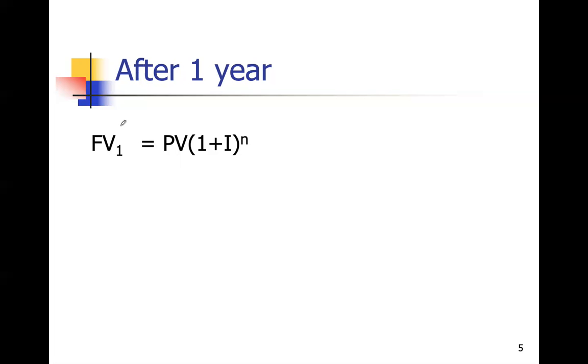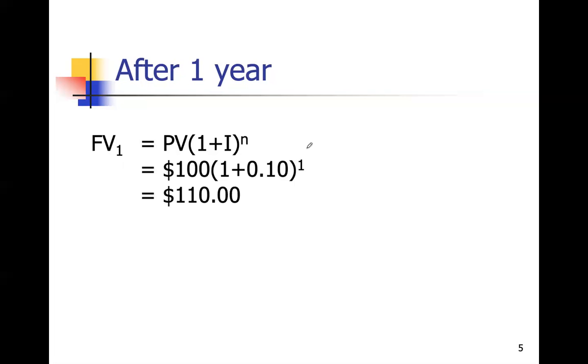In this slide, present value is $100. Interest rate is 10%, and N represents the number of years, which is 1 year in this example. Based on these calculations, the future value is $110. So that means that $100 we receive today will be worth $110 after 1 year, assuming interest rate is 10%.